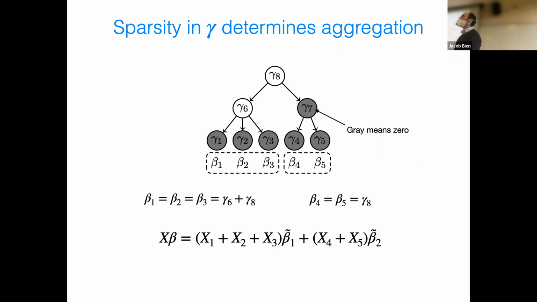No, so the gammas are not identifiable. The betas should be though.